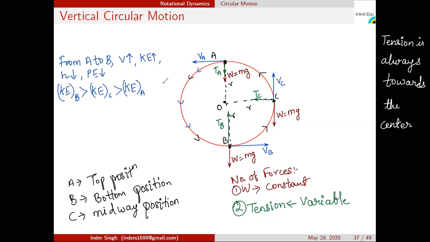Similarly, from A to B, height is what? Decreasing. Potential energy is also decreasing due to height. So height is maximum at position A, so we can say that potential energy is maximum at position A. And height is minimum at position B, so potential energy is minimum at position B. And at the midway position, we consider the potential energy will be moderate, between the values at A and B, right? So this is all about potential energy.